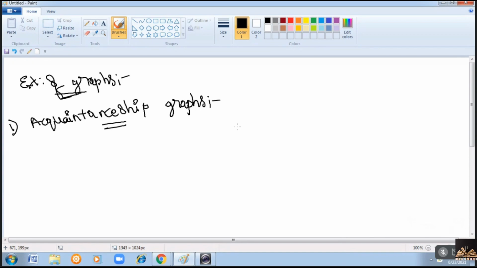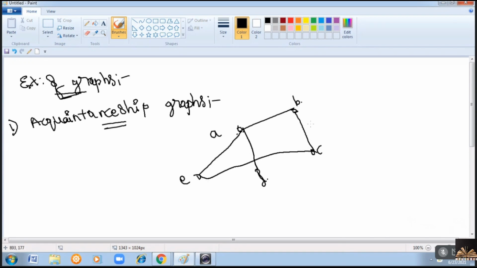Let us suppose you have 5 people in a group, A, B, C, D, and E. Let us suppose you have a graph like this. The set of people in the group are A, B, C, D, E. These are the people.